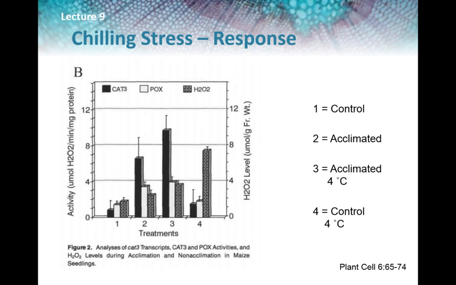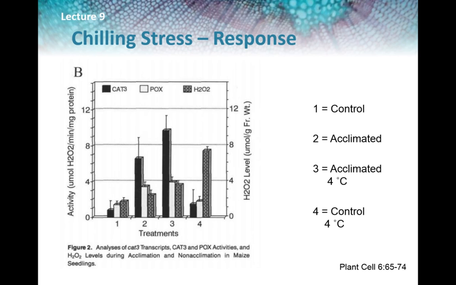The figure is from a chilling study with maize seedlings showing increased production of activated oxygen species associated with acclimation or injury, depending on prior conditions. Scientists measured activity of hydrogen peroxide detoxifying enzymes on the left y-axis, which are CAT3, mitochondrial catalase isozyme, and POX, which is peroxidase. Hydrogen peroxide levels are reflected on the right y-axis.